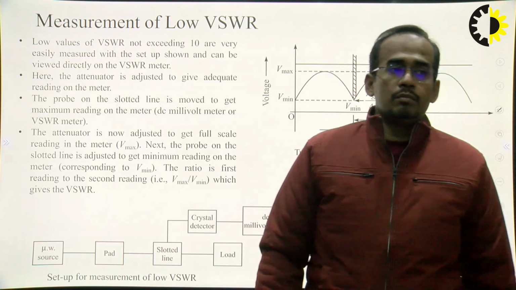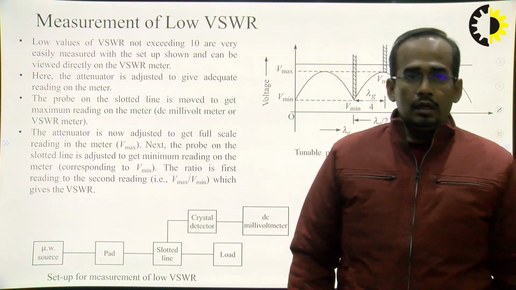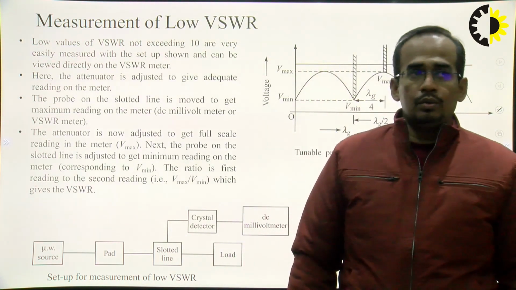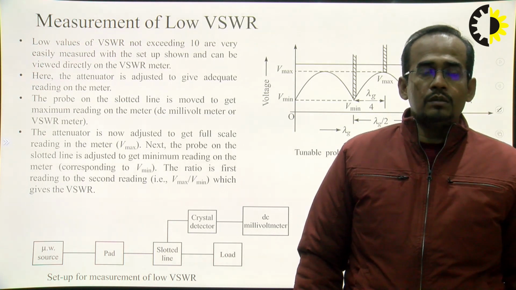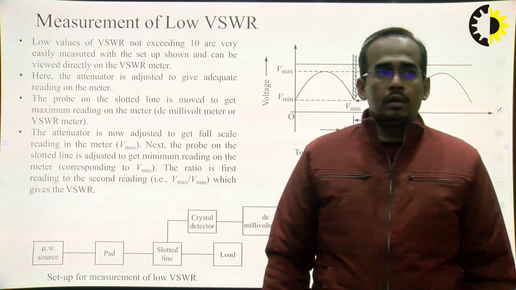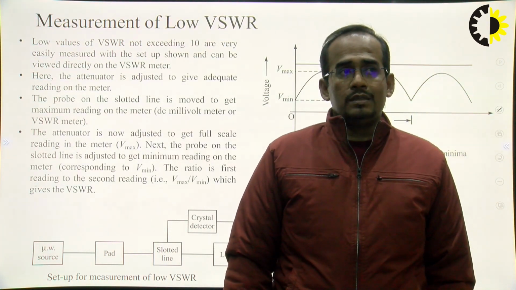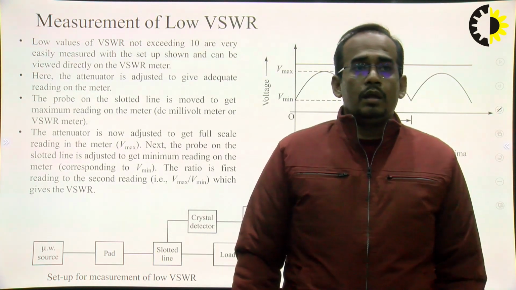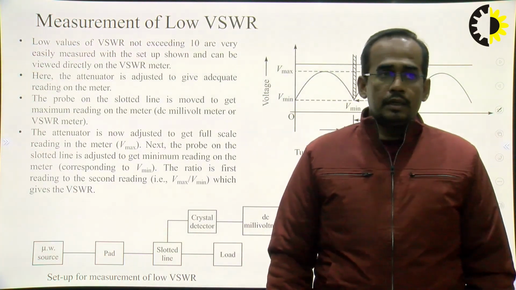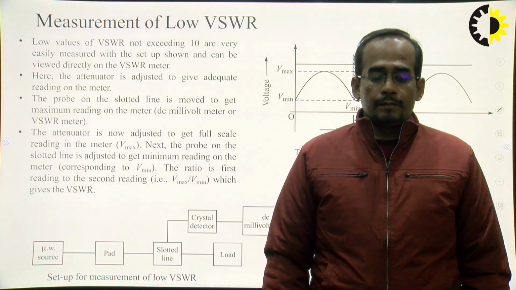Basically, VSWR is voltage standing wave ratio. It can be considered in two parts, that is low VSWR and high VSWR. If the VSWR value is less than 10, then we can say that this is the low VSWR, and if the VSWR value is greater than 10, then we can say this is high VSWR.